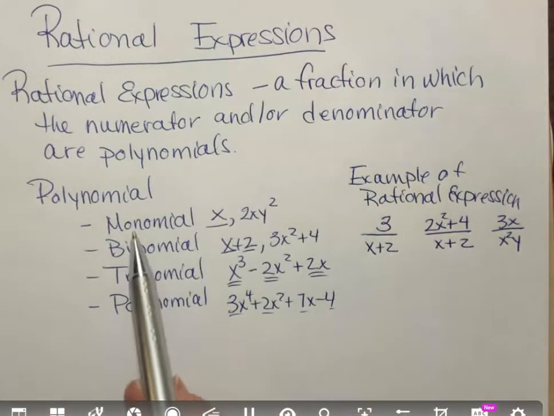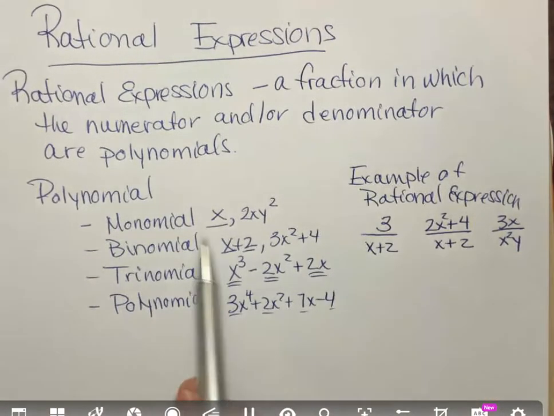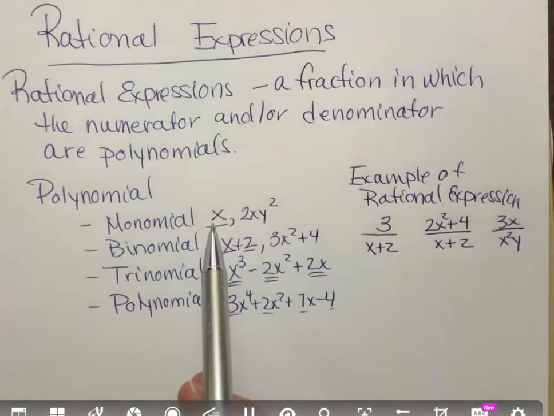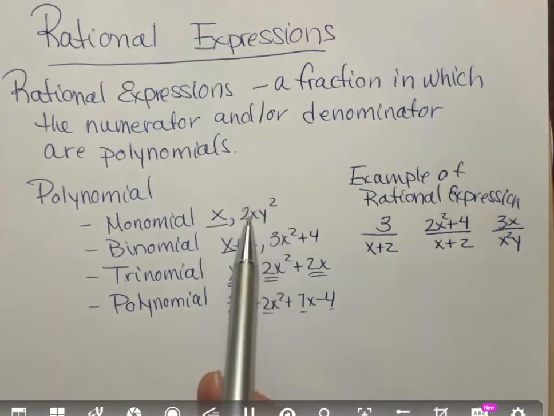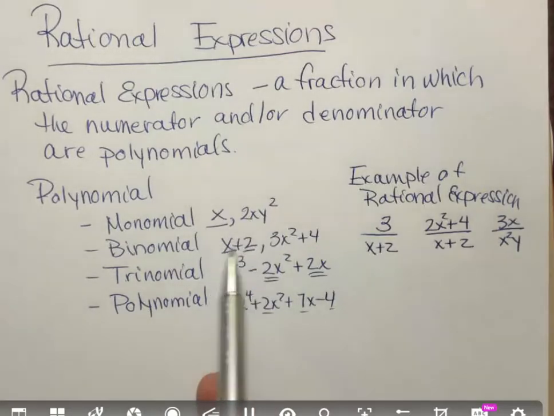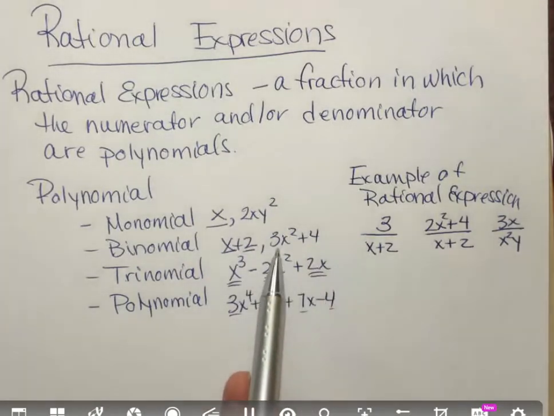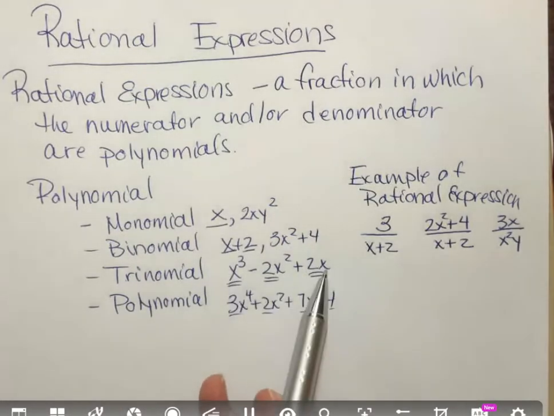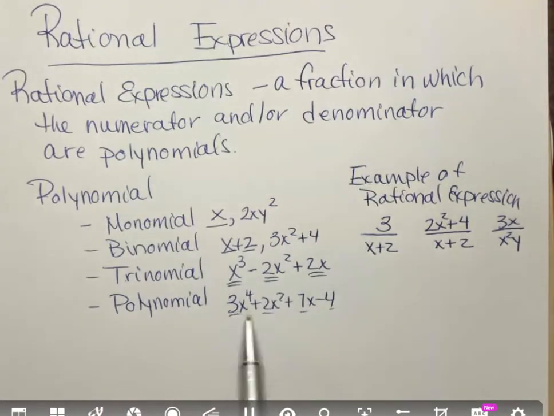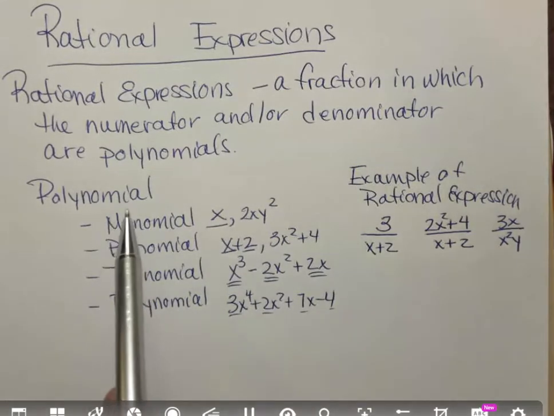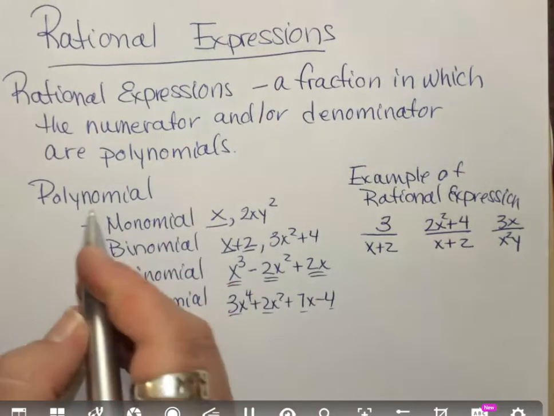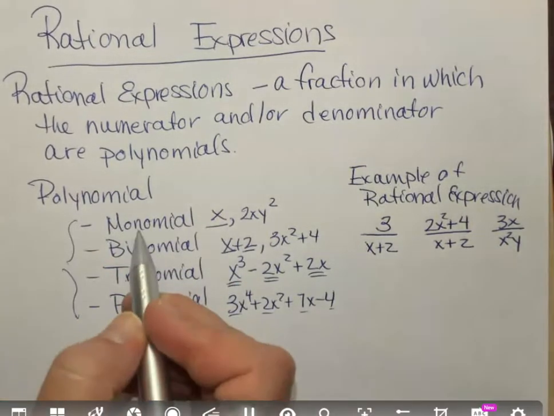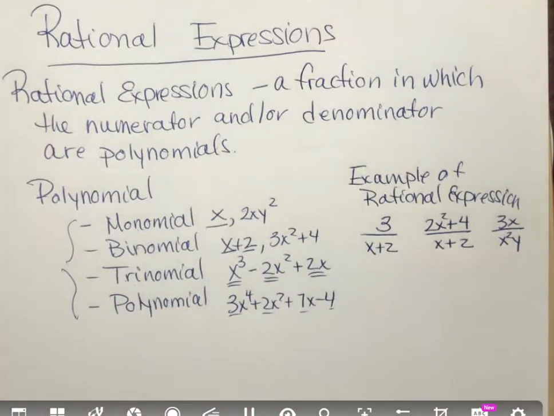We have special names for monomial, binomial, trinomial. Remember, it's just how many chunks or how many terms we have. So this has one term. This would be another example. x plus 2 has two terms being added or subtracted. 3x squared plus 4 would be a binomial. A trinomial has 3 terms. A polynomial has many terms, and polynomial is used to talk about all of these. We just have special names for monomial, binomial, and trinomial.